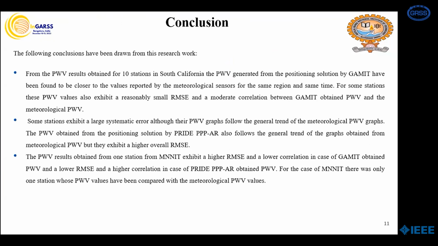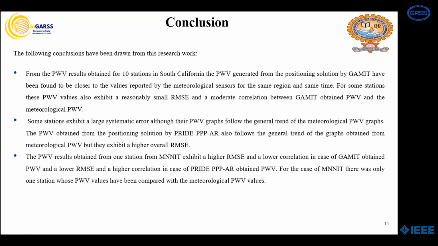Conclusion: the following conclusions have been drawn from the research work. From the PWV results obtained for 10 stations in South California, the PWV generated from the positioning solution by GAMIT was found to be close in value to that reported by the meteorological sensor in the same region at the same time for some stations. This PWV exhibited regionally small RMSE and a moderate correlation between the GAMIT-obtained PWV and the meteorological PWV.